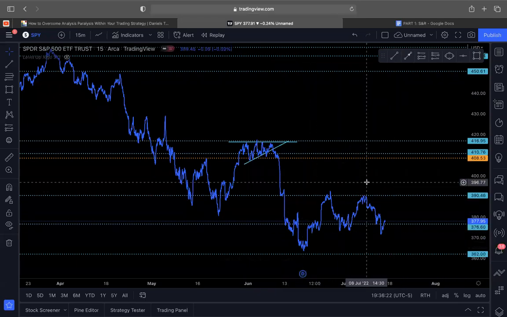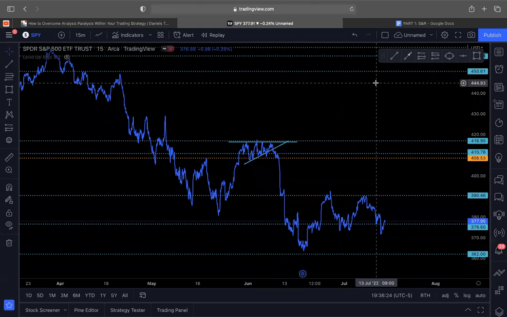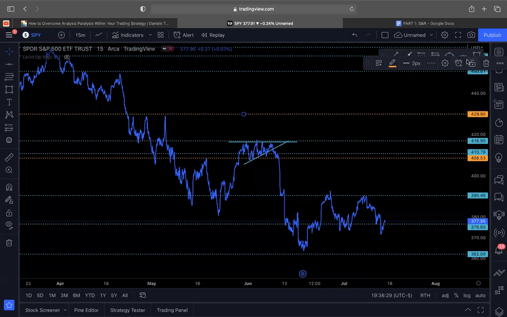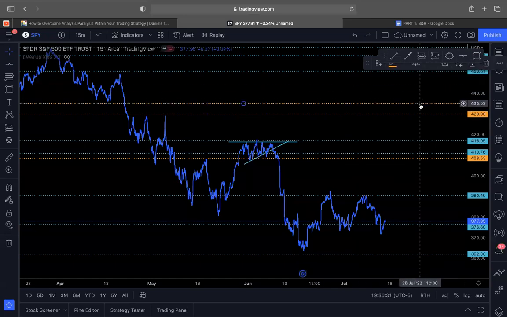So somebody that's trading off these 5-minute levels, their levels are going to be tight like this, right? I'm just doing this as an example. I'm not making real levels right now, right?